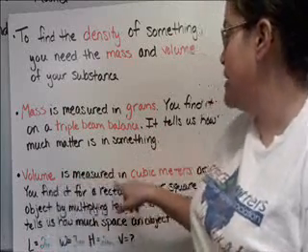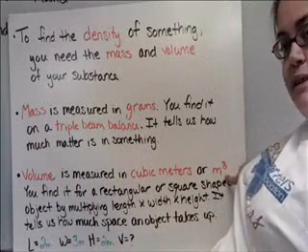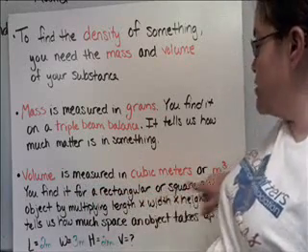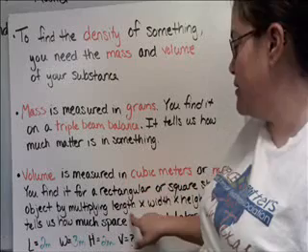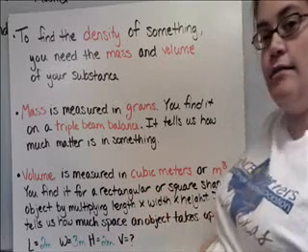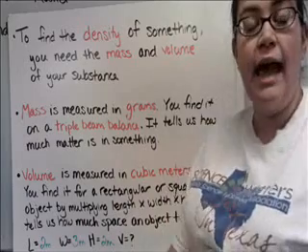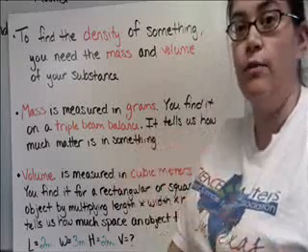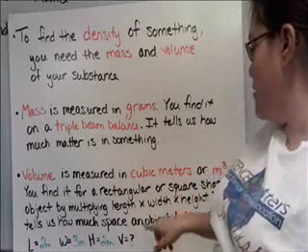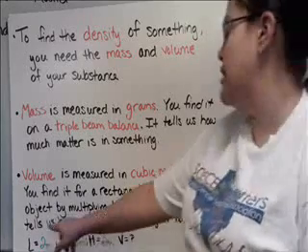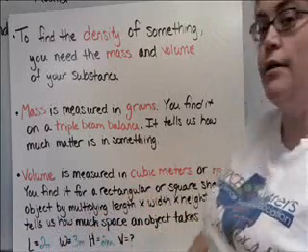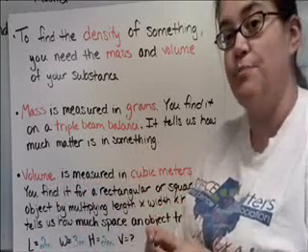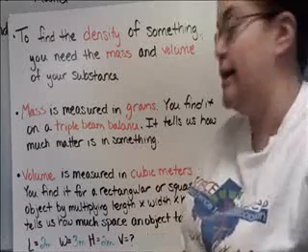And then volume is measured in cubic meters, or sometimes you see it written this way, M with a little 3. And you find it for a rectangular or square-shaped object by multiplying the length times the width times the height. So you need all 3 measurements, and that's if it's rectangle or square-shaped. If it's circular or uneven, we'll talk about that in our next video. So you multiply length times width times height, and it tells us how much space an object takes up. So in the previous board, the 3 squares would be our volume, because that's how much space our object took up.